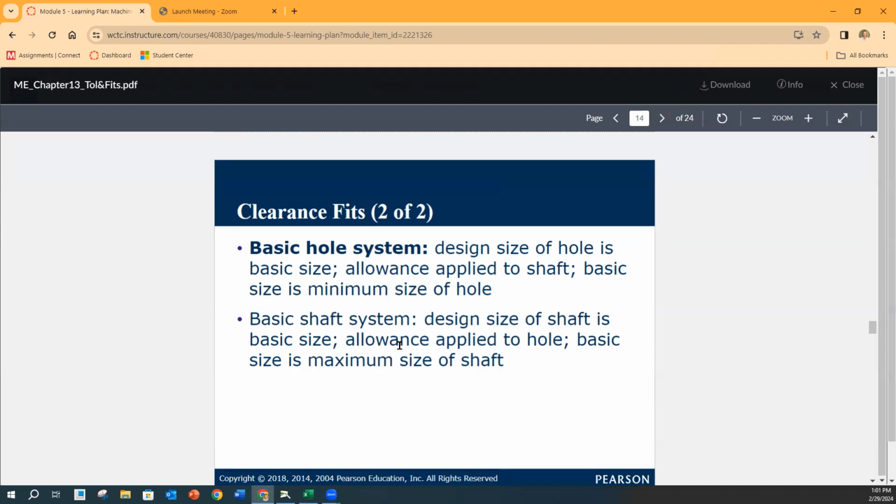And that's the one that we practice here because it's used most often, but you can find resources online and in the Machinery's Handbook for the basic shaft system.